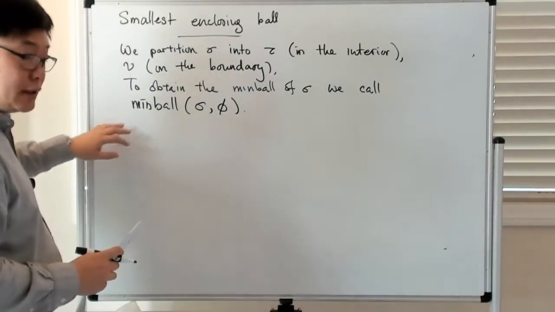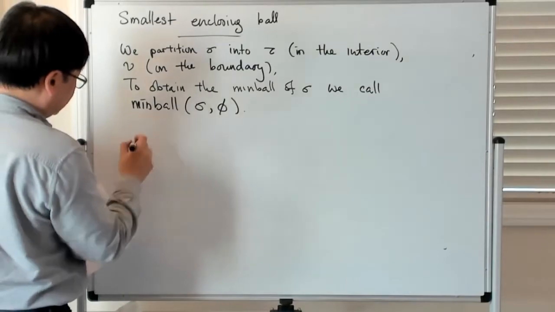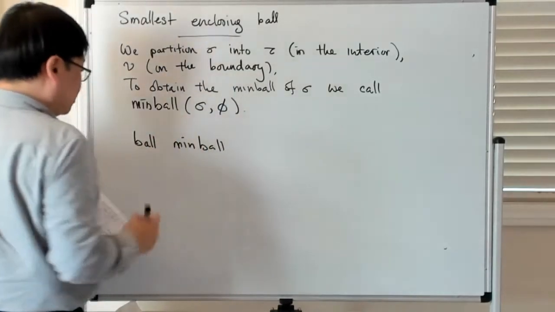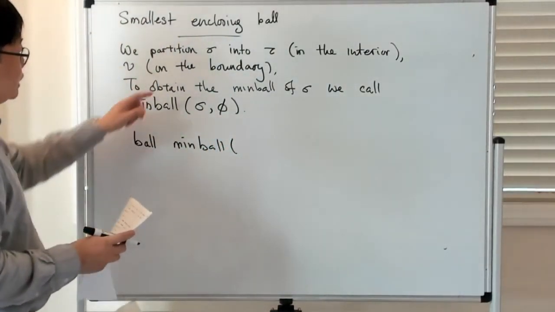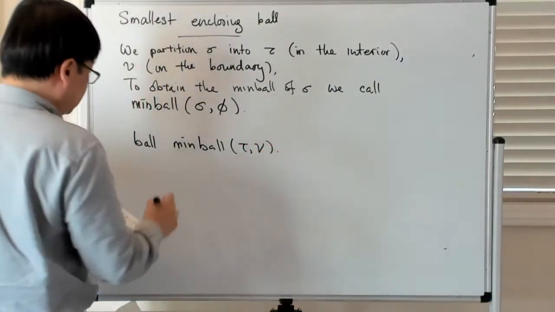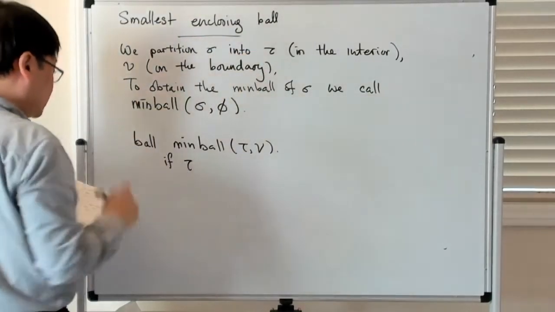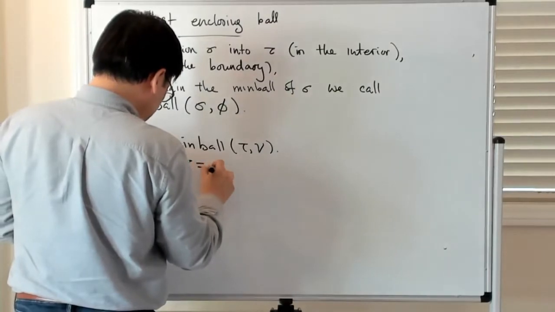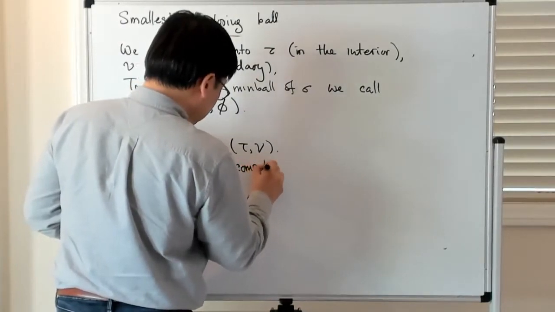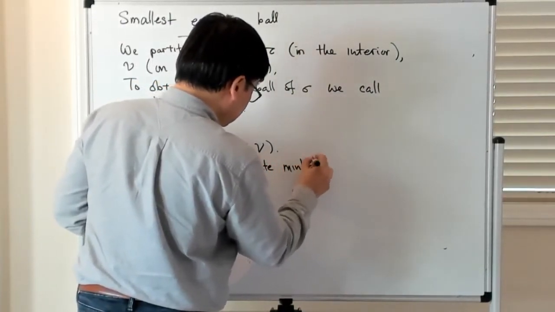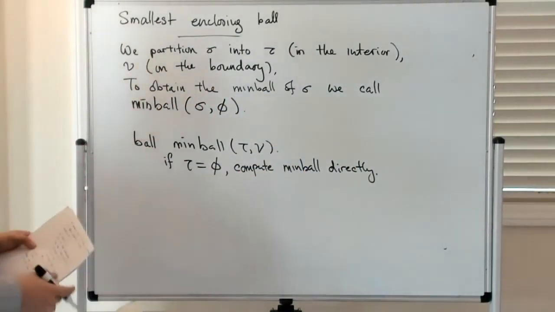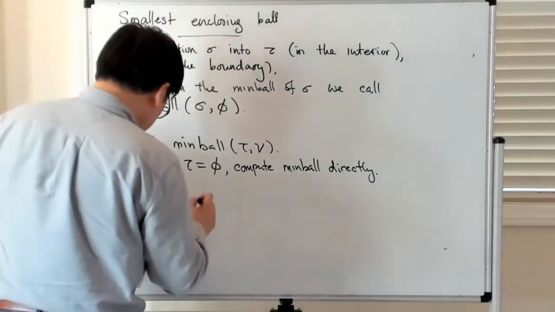So now I'm going to describe what the algorithm is going to give you. The algorithm is going to return a ball. The name of the routine is just called min ball, and its inputs are tau and nu. Okay, so if tau, which if you recall is in the interior, is the empty set, then you compute the min ball directly, because everything is on the boundary, and you know how to do that. Okay, else you do the following.